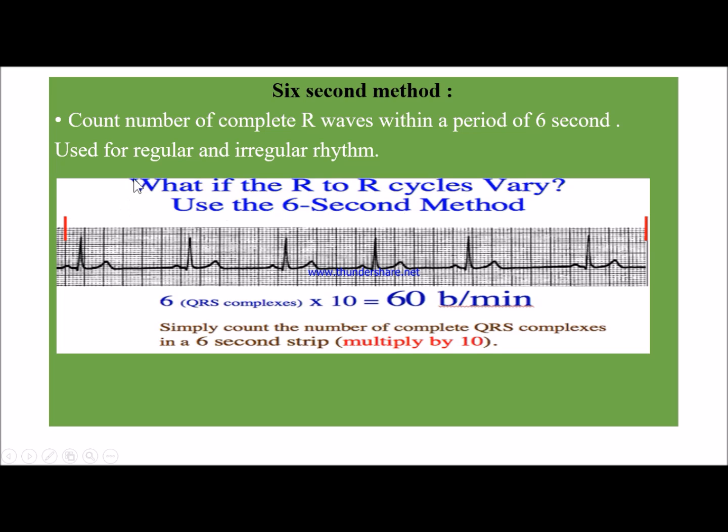Count the number of R waves in the 6 second period. It is always used for an irregular rhythm. As we have seen in our previous slides, if we have a regular rhythm, we can count by the 300 method. But if it is irregular, we can calculate with the 6 second method. Let's count the R waves: 1 R wave, 2, 3, 4, 5, and the 6th R wave. So 6 R waves times 10 is equal to 60 beats per minute.